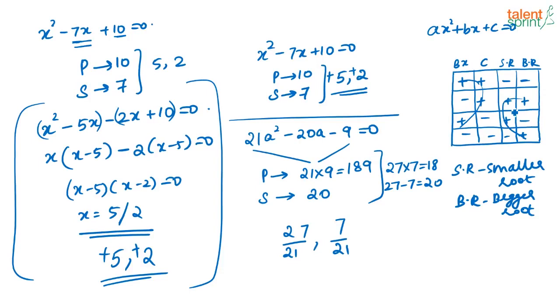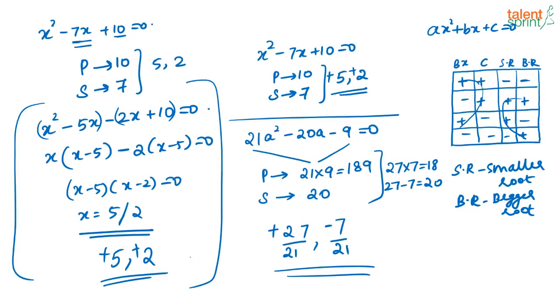Now just look at the sign here. If the sign before bx is negative and the sign before c is negative, then the smaller root is going to be negative and the bigger root is going to be positive. So this is going to be your answer. So this is going to be your final roots. I hope it is clear. You can avoid writing so many steps by using this method. I hope it is clear.